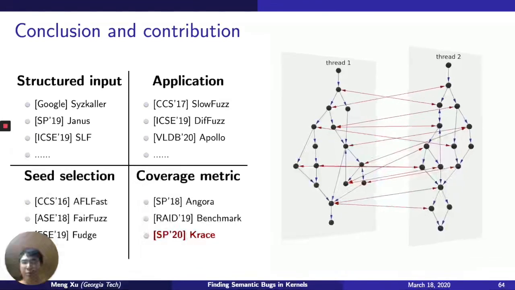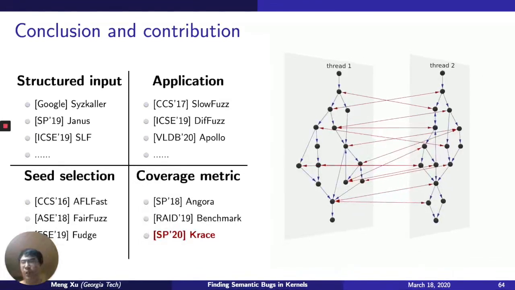And in conclusion, the highlight I want you to take away is shifting the coverage from single-dimension tracking, which is the control flow edge coverage, to a higher dimension, which includes the control flow coverage as well as the interactions between threads.